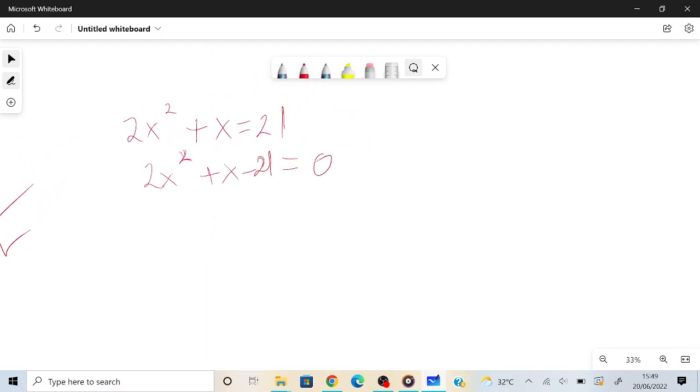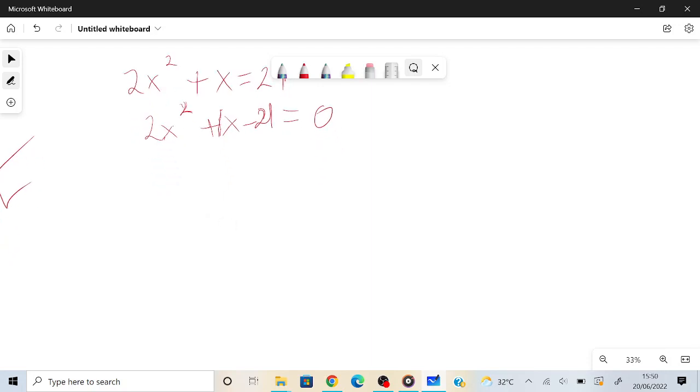Now you have it in the form of ax squared plus bx plus c. Note that there's a 1 in front, although I've not written it. Anything that does not have a number in front, there's automatically a 1 over there. Now again, we use the same method. 2 times minus 21 gives minus 42.